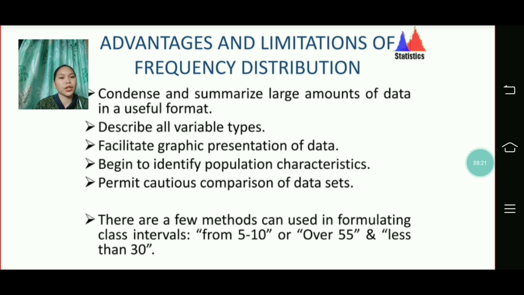And in conclusion, a frequency distribution is a powerful statistical tool. It simplifies complex data, revealing valuable insights, and understanding distribution enhances data analysis capabilities.